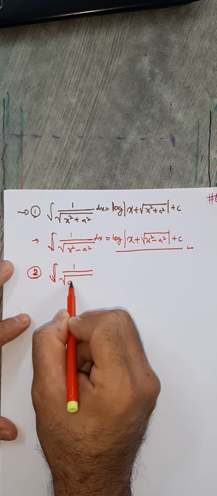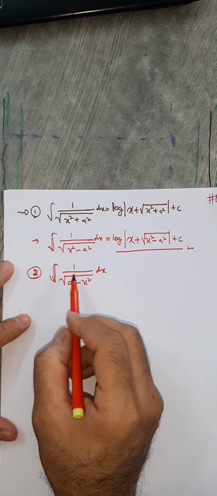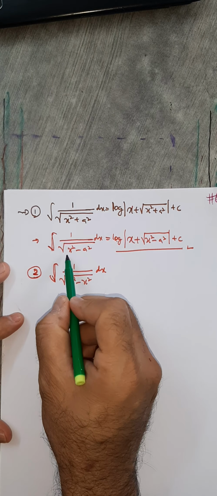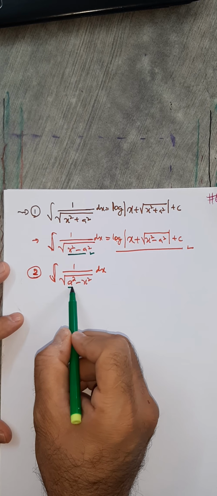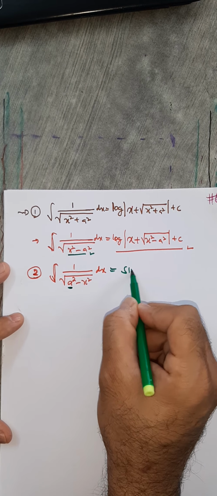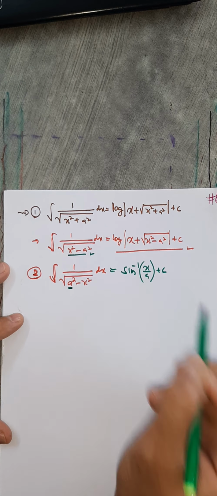Second one, here you know this, if you have a square minus x square inside the square root, you must see the difference between these two. Remember, here variable first, answer is in form of log; here constant first, at both the places your square root, so here answer is in form of sine inverse x by a plus c.